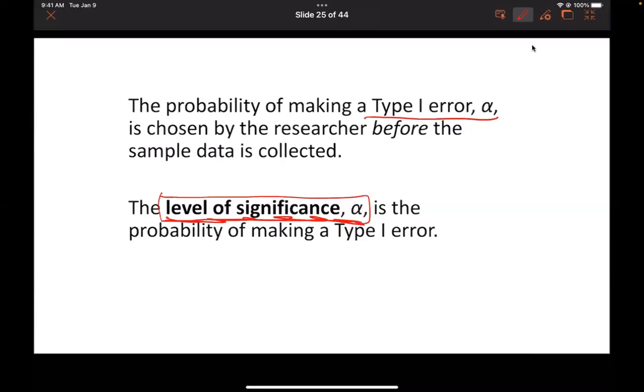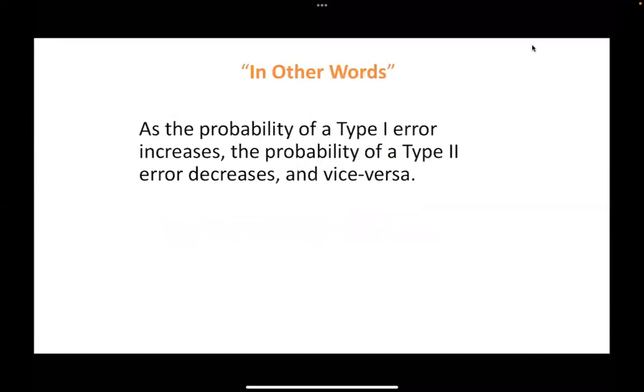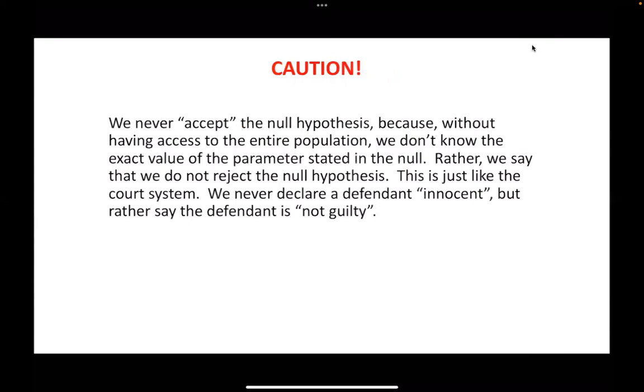It really is not as complicated as it sounds. And I already said this also: as the type 1 error increases, the type 2 error decreases, and vice versa. Don't even worry about that. All right. Let's actually get into some nitty gritty here. I already said this. We never accept the null. We just fail to reject. You say we do not reject, or you say fail to reject.